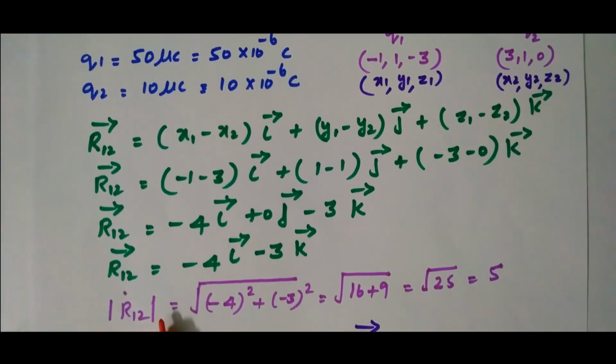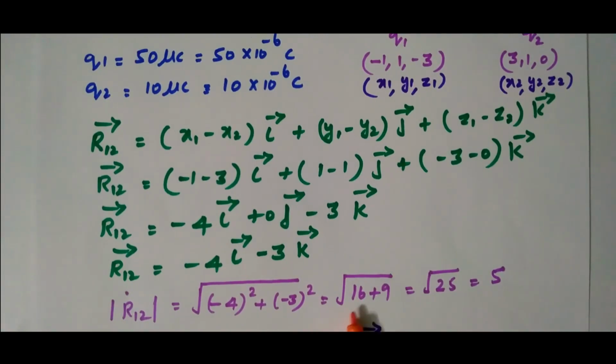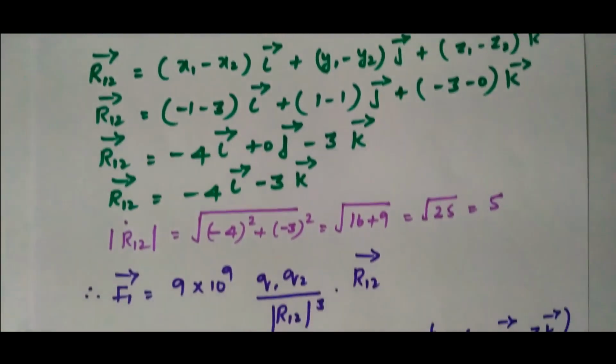How will you find the magnitude? Square root of the coefficients, right? Square root of minus 4 square plus minus 3 square, that is nothing but equal to square root of 16 plus 9, that is square root of 25, which is equal to 5. Right, now we got the magnitude also. The r12 vector is calculated, the r12 magnitude is also calculated. Now we can substitute in the formula.